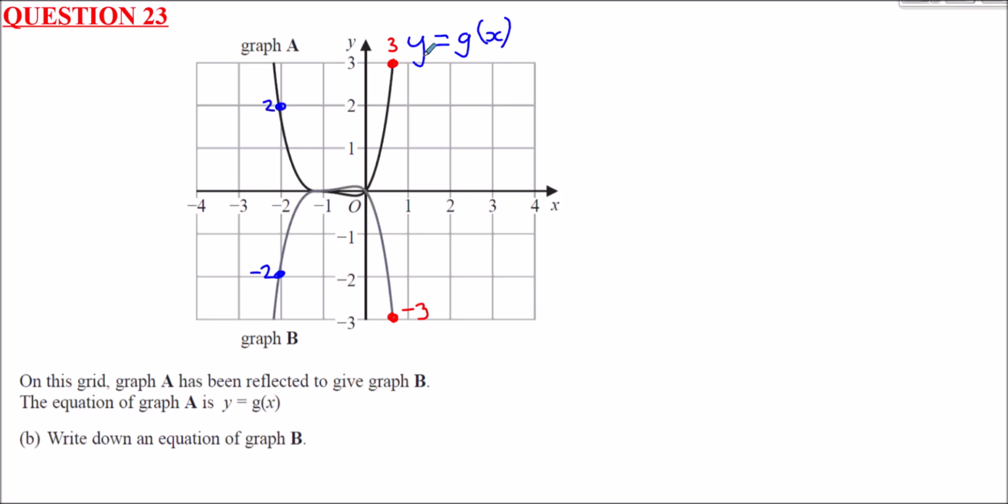If we're changing the y-coordinates, the change happens outside of the function brackets in a common sense way. So graph B is going to be y equals g of x, all multiplied by minus 1. So the y values flip over. Now this is better written as just y equals minus g of x. And that's the transformation that gets us to graph B.